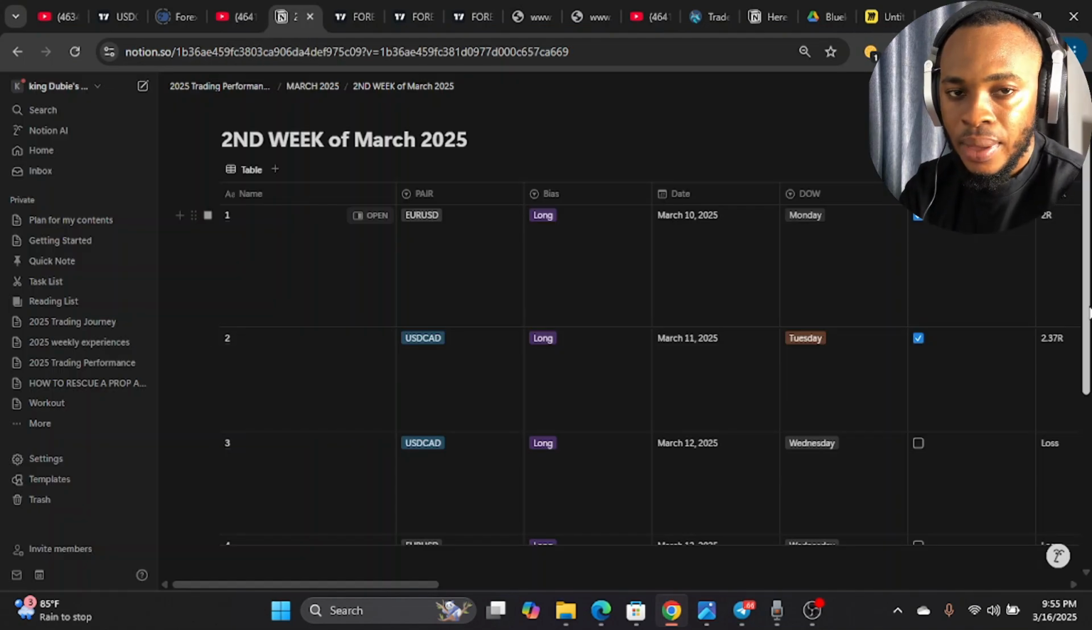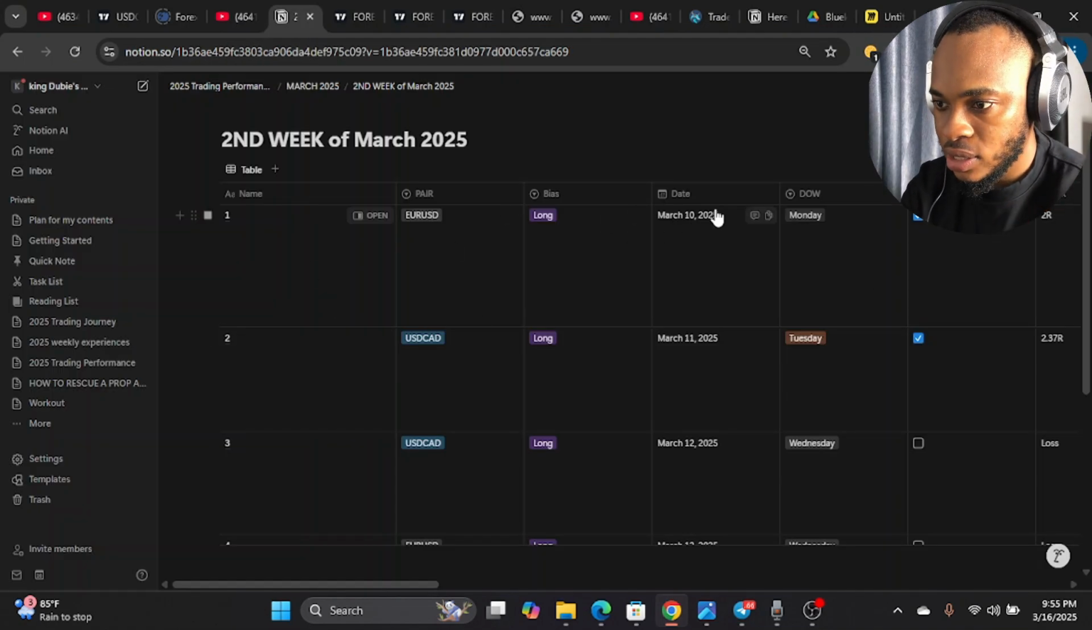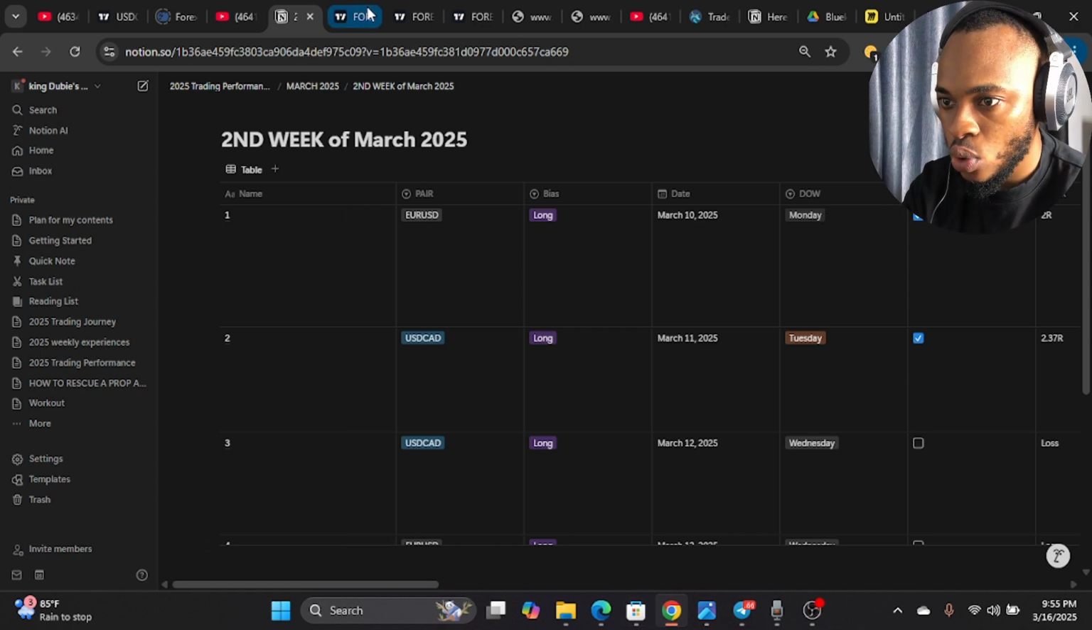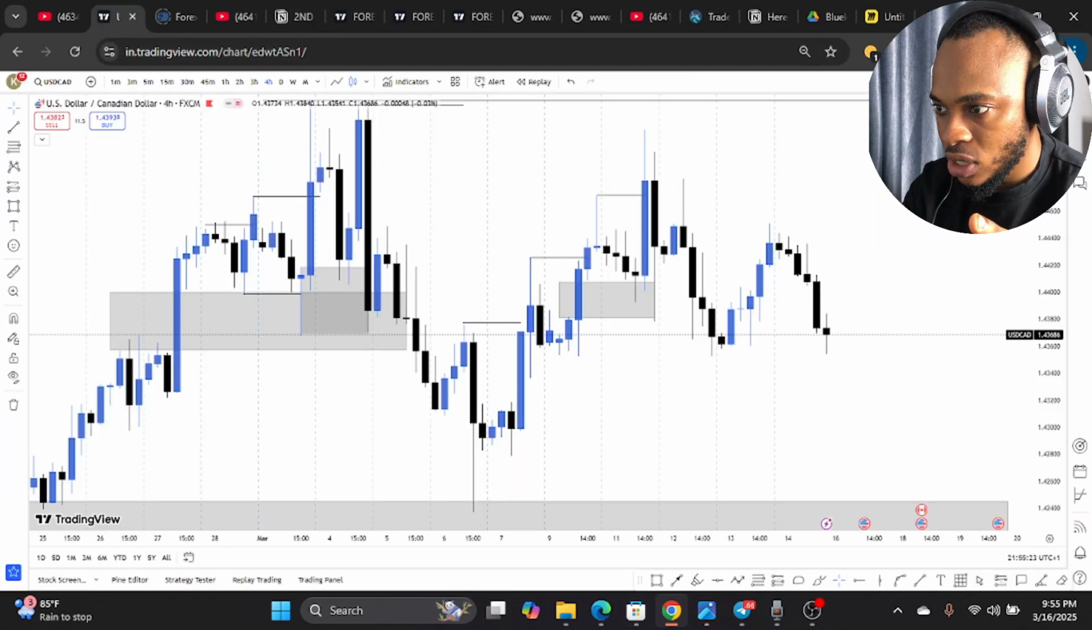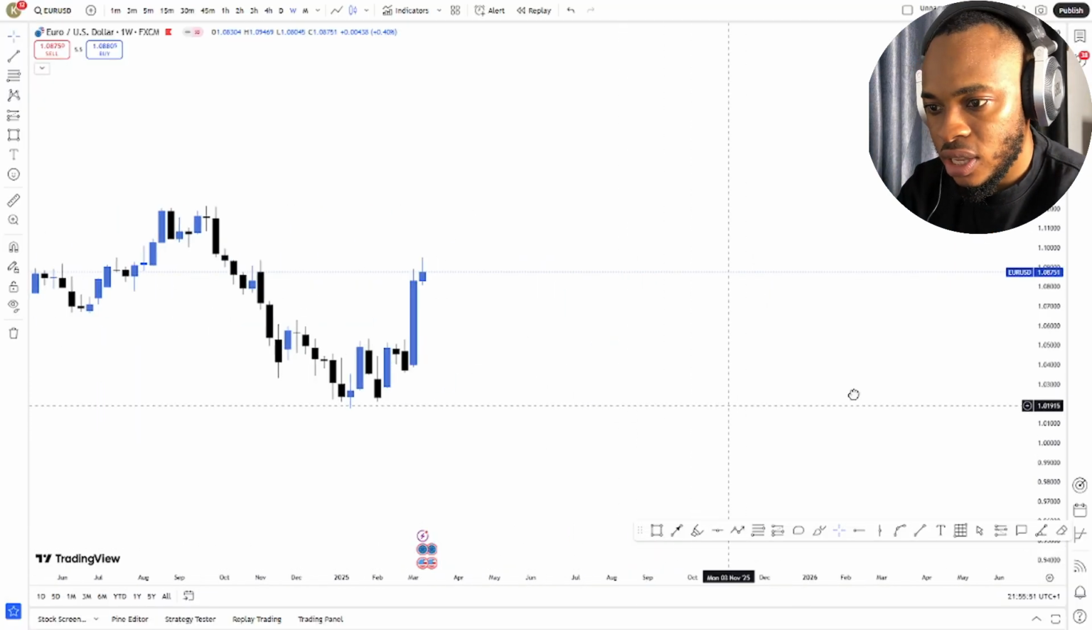So let's do another pair, EUR USD. That's another example, and it's a trade I took on March 10th, 2025, on a Monday, and I won the trade. So let's go and look at what it is on the chart, how I was able to read that. So March 10th fell on which day?